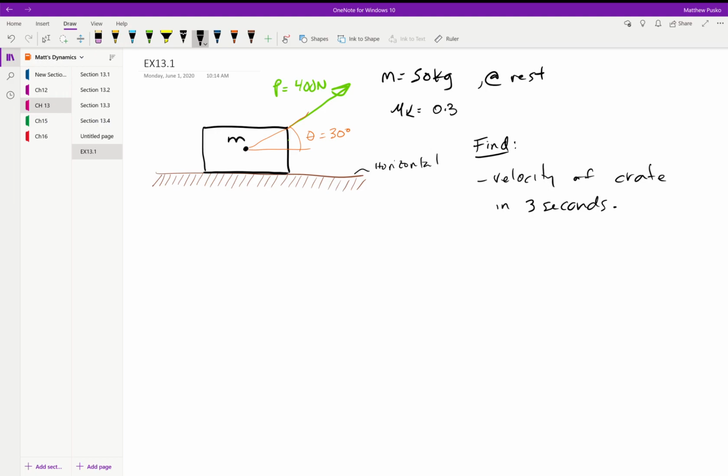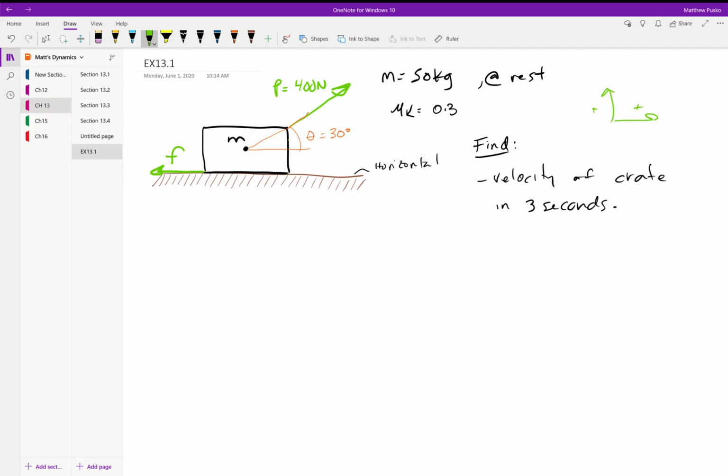Alright, let's take a look at the first example of chapter 13.1. We have a mass, looks like a crate sitting on the ground, and they tell us there is friction. I'm going to go ahead and draw friction in. If it's getting pulled to the right, we're going to call right positive, just because of my convention. That means we're going to have a frictional force opposing the motion, so it's going to be going to the left. The force is 400 newtons and it's 30 degrees above the x-axis.